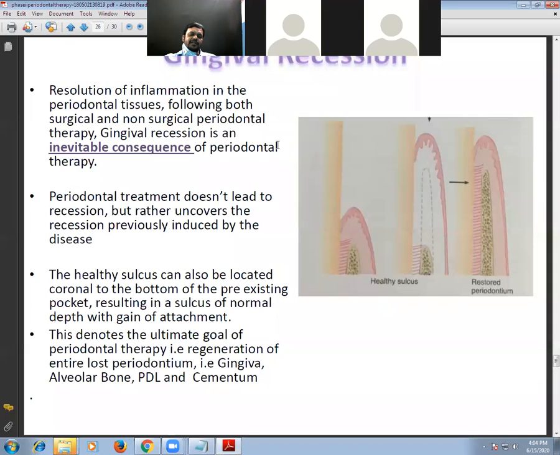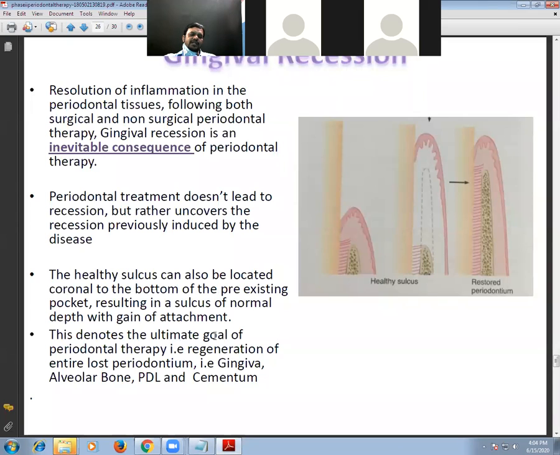Then gingival recession. After performing periodontal surgery, bone loss has occurred. Then after performing surgery, we can see there is some gingival recession occurs after phase 2 therapy. So we have to evaluate this during your maintenance phase.